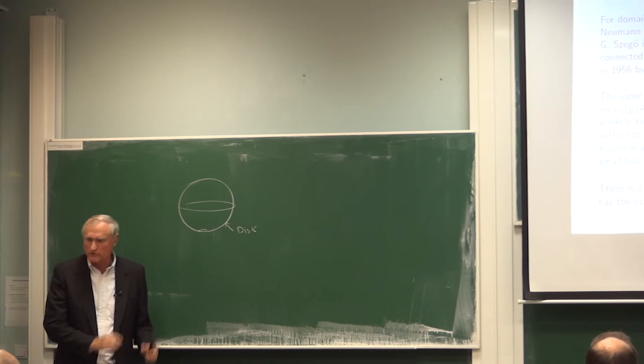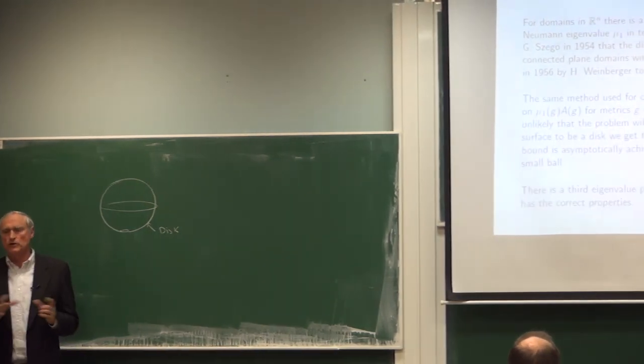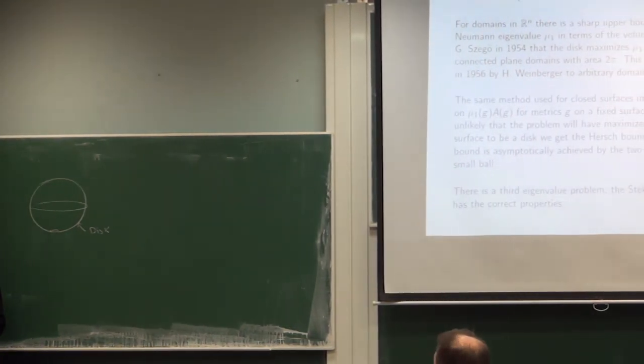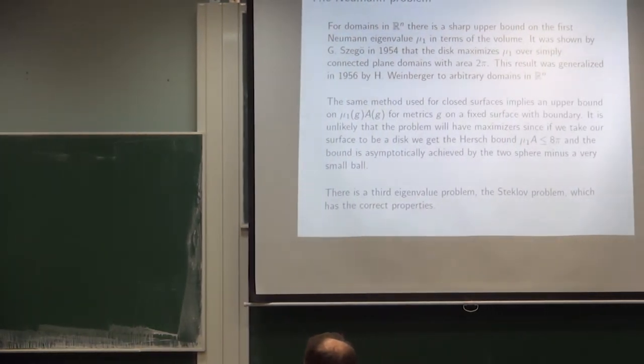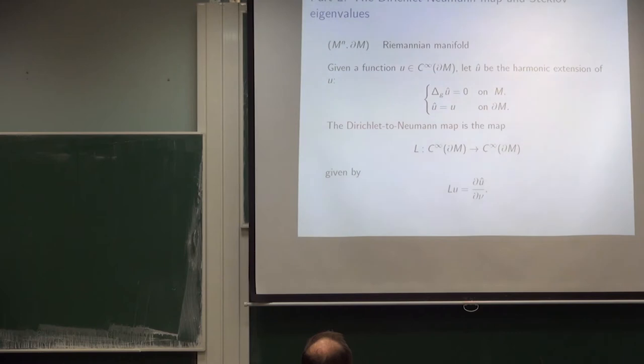Okay, so it turns out there's a third eigenvalue problem. It's called the Steklov problem, which actually has the correct properties. In fact, there's a theorem which was proven 15 years before the Hersch theorem, which is completely analogous to the Hersch theorem. And so it's a setting where one does have the right bound. And it's related to a different eigenvalue problem, which I want to spend a few slides explaining because it's maybe not so standard, and that is called the Steklov problem.